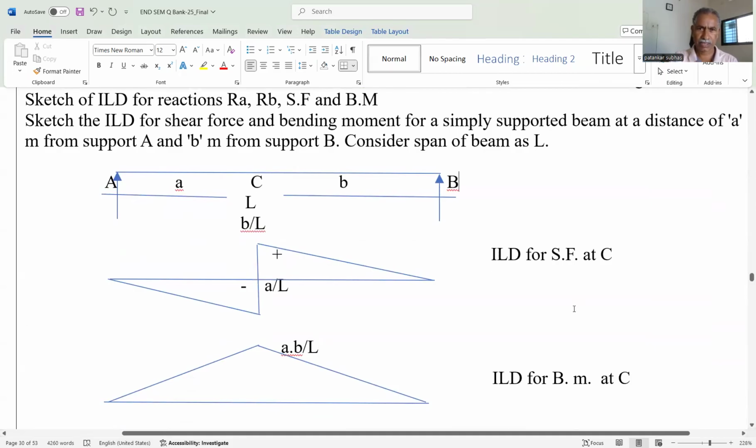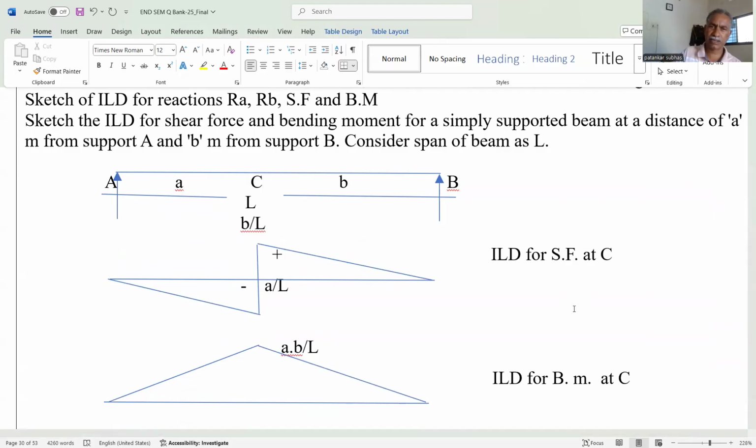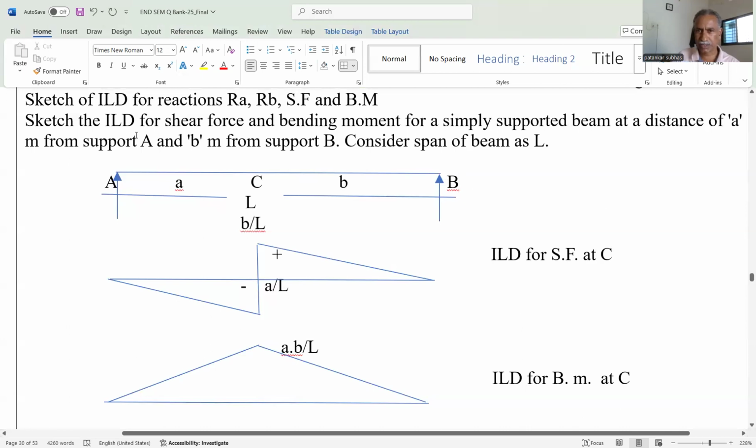When we draw the ILD for the support reaction, we can see that one unit is provided at A and 0 at B, and then you can draw the triangle. Similarly, when we draw the ILD for the reaction at support B, we apply one unit at B and 0 at A, and then draw the triangle. And when we find the reaction, it is equal to the summation of the point load multiplied by the vertical ordinate of the ILD, that means the ordinate below the load.